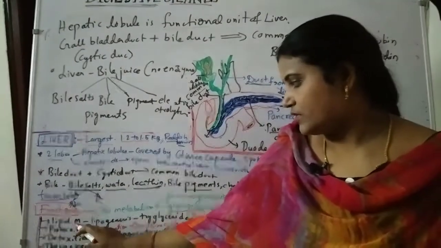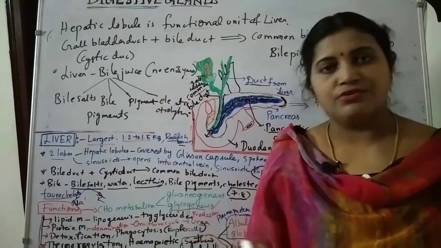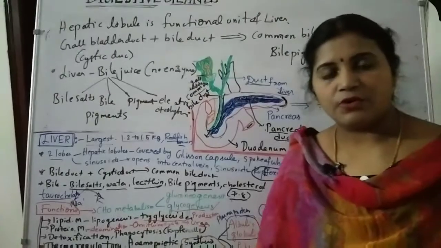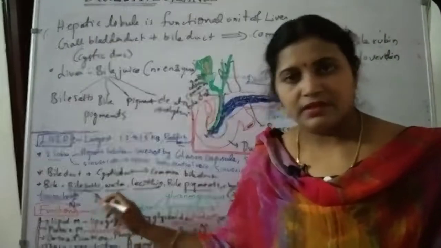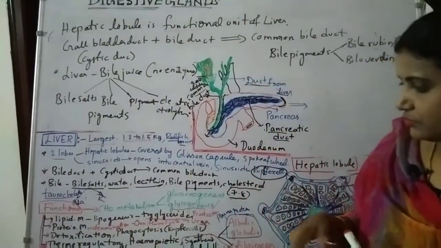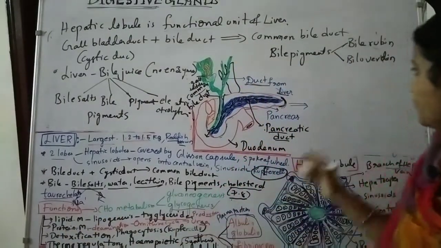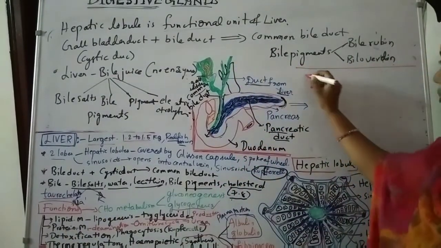And that process is known as glycogenesis. And then lipid metabolism. Lipids are produced in the form of triglycerides. Triglyceride production is also done by the liver. The triglycerides formation also takes place in the liver. Next, protein metabolism. Remember one thing about protein metabolism.